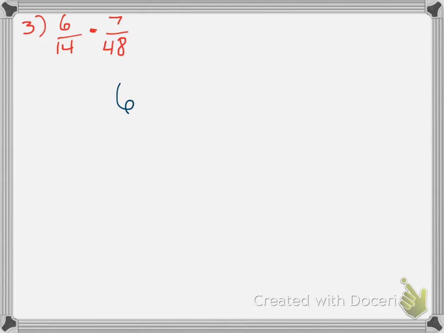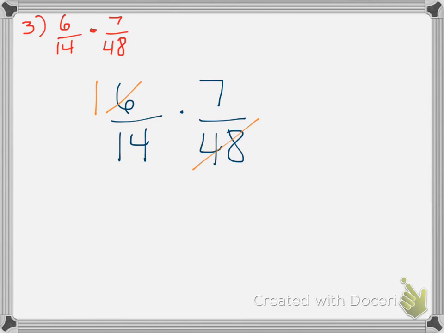All right, so we have 6/14 times 7/48. First thing you want to do is look to see if you can simplify the cross products. So 6 and 48, you need to come up with a common factor that you could divide both 6 and 48 by. Hopefully you said 6. So 6 divided by 6 is 1. 48 divided by 6 is 8.